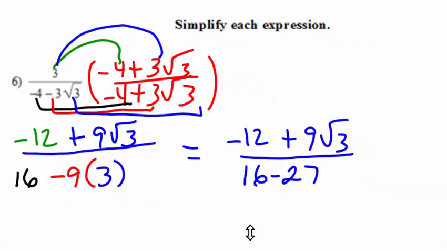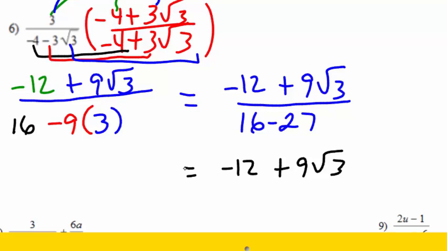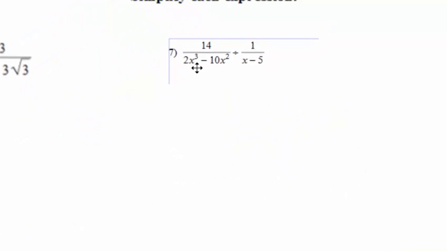If I simplify that down a little bit, what I get is negative 12 plus 9 square root 3 all over negative 11. Can you simplify this any further? Negative 12 and 9 don't, neither one of those goes into 11. So that would be the final answer that you should have gotten for number 6.